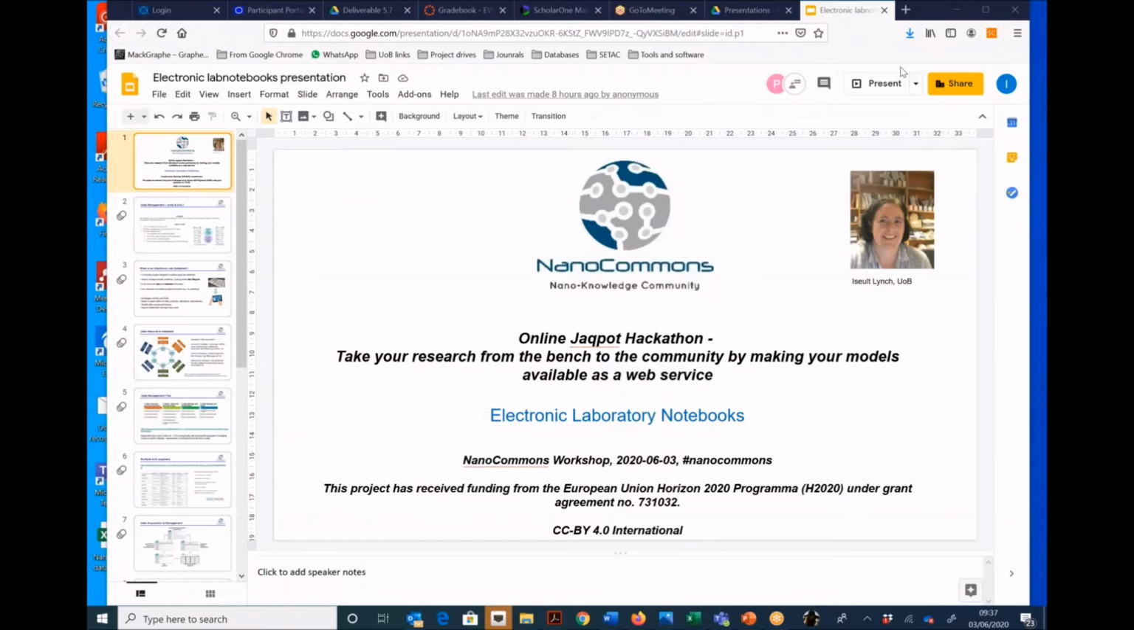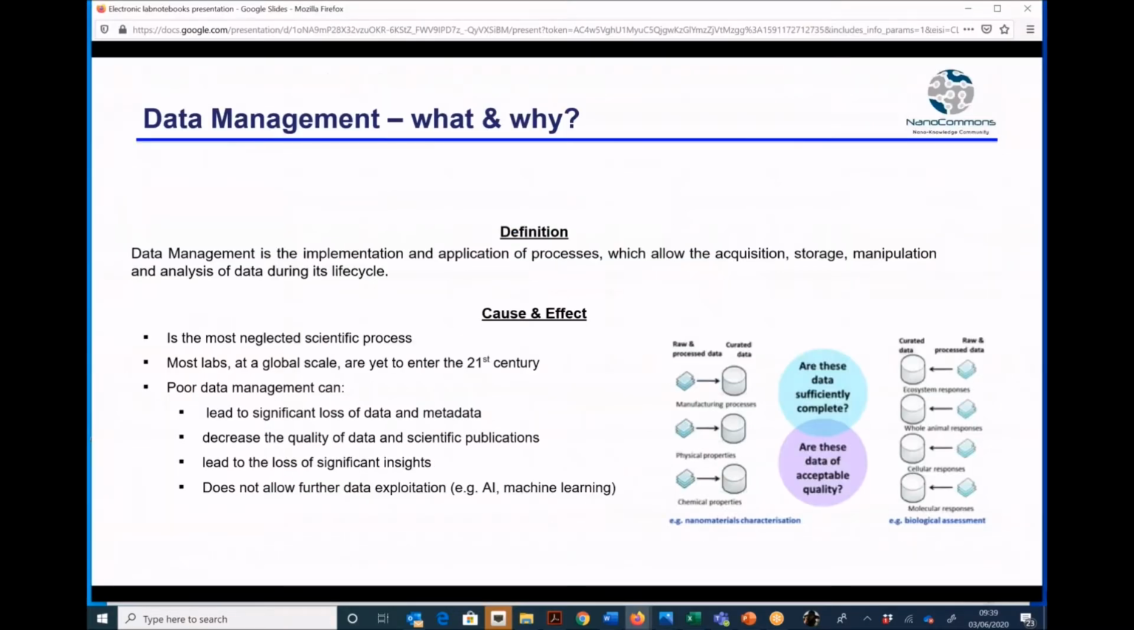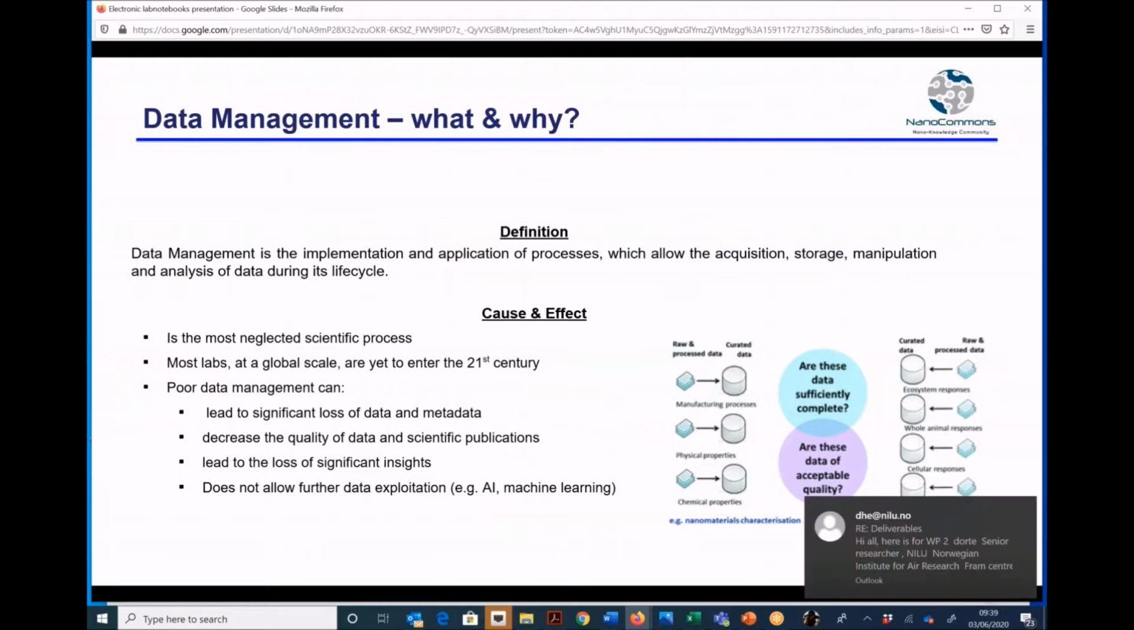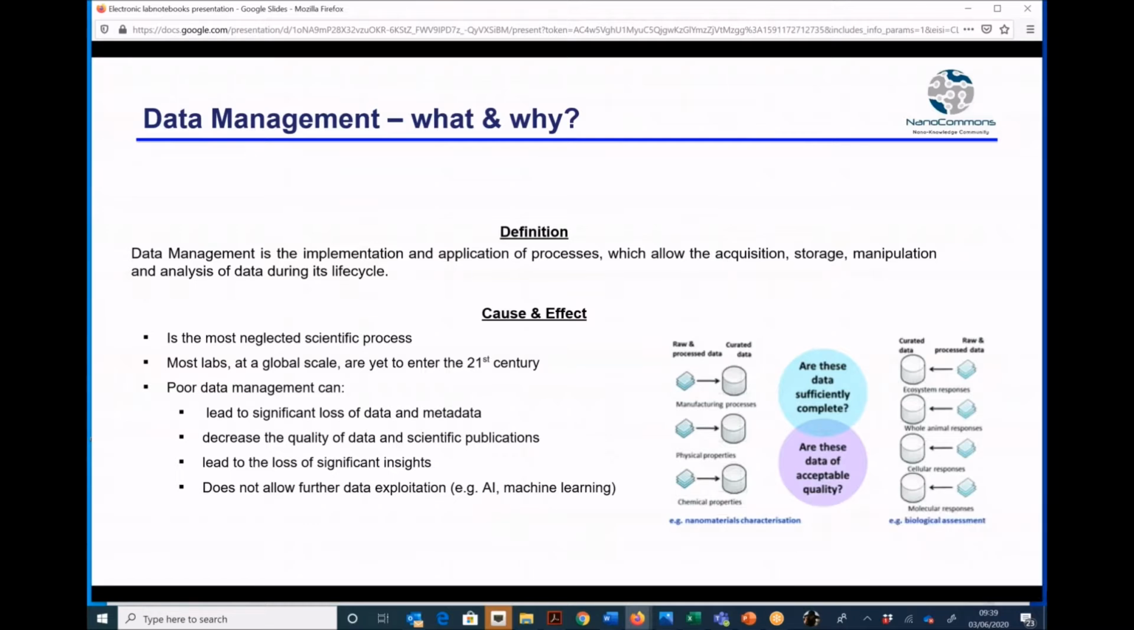But of course, many of us are still working on paper. We are still using notebooks in the paper sense most generally. And what that leads to is poor data management, which leads to significant loss of data and metadata. So lots of us have things on our computer, but it's not available to others.